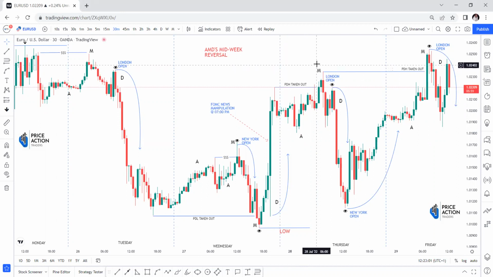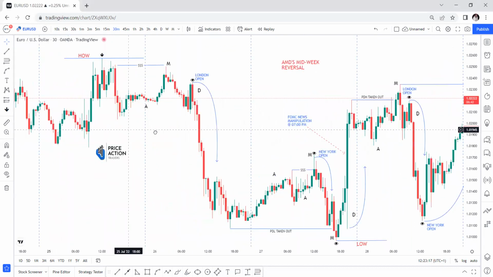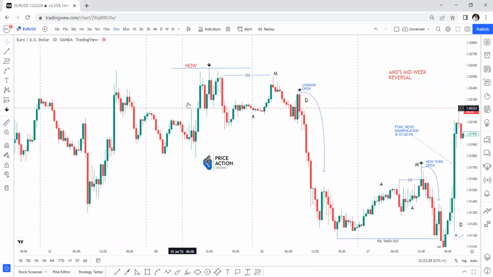If you watch carefully, you see that this is Friday. Today is Friday. Thursday, we have separated this according to time zone. Then we have Wednesday, Tuesday, Monday. Right on Monday, the price has made the high of the week. Price rallied up, then from there you start seeing a decline.